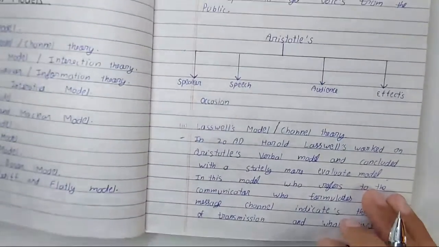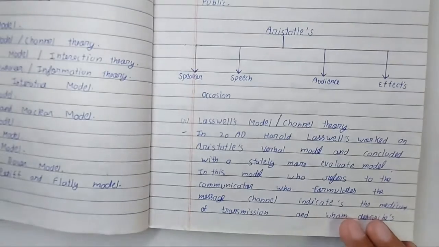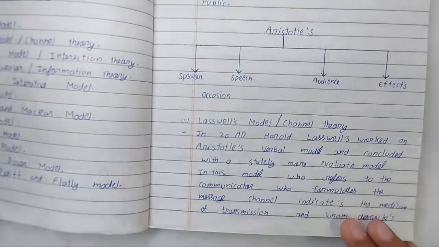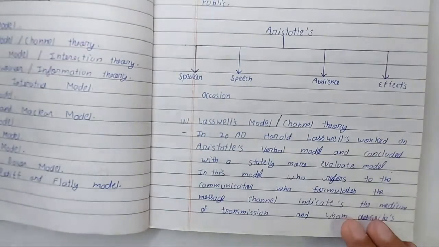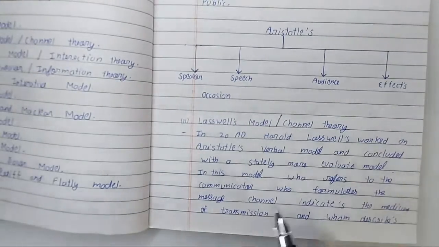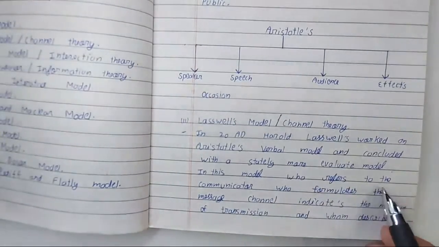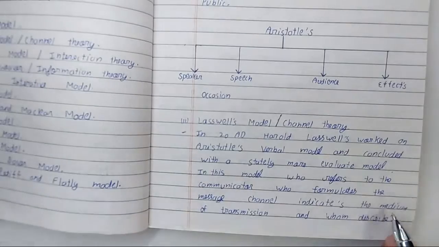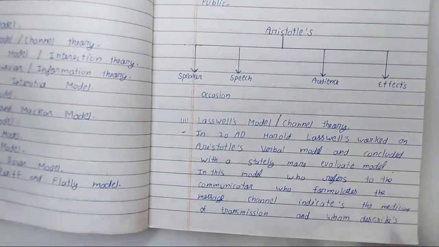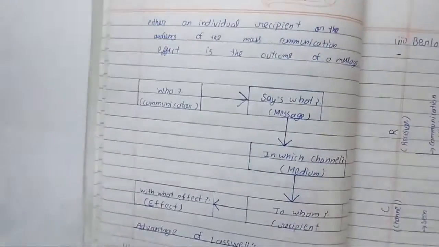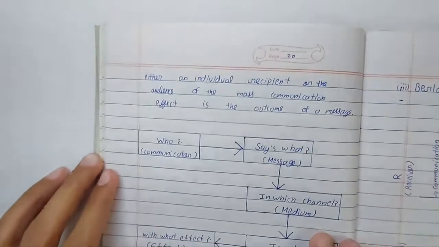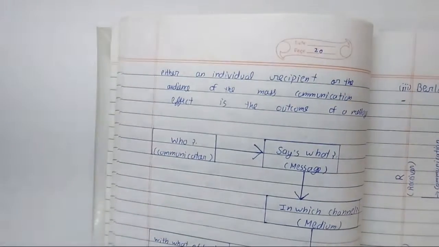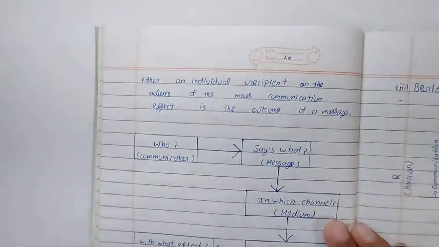Channel theory. In 1948, Lasswell worked on the Aristotle verbal model and arrived at a more evolved model. In this model, who refers to the communicator who formulates the message, channel indicates the medium of transmission, and whom describes either an individual recipient or the audience of the mass communication. Effect is the outcome of a message.